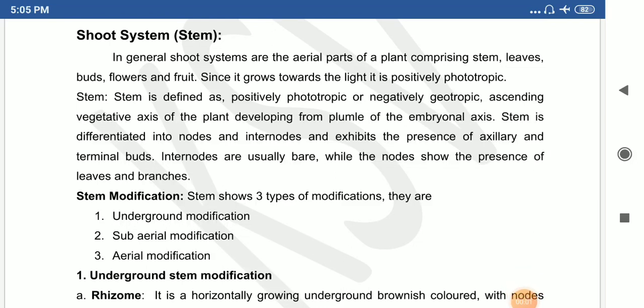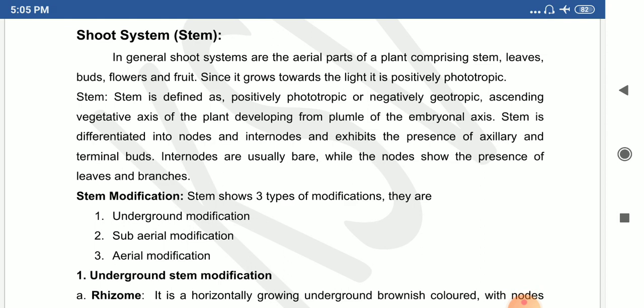In the previous class, in the video, we looked at the morphology of the root. Now we continue with the shoot system. That's a morphological study of the shoot or the stem.